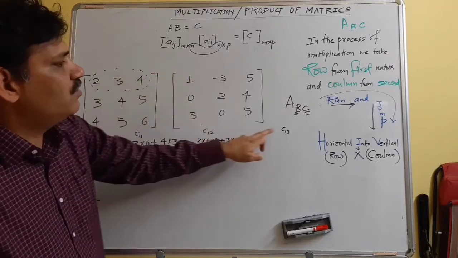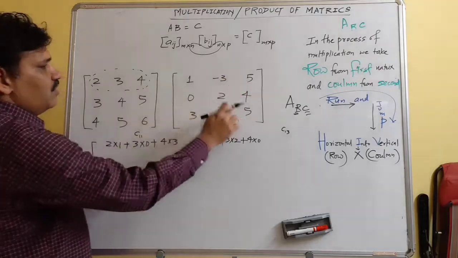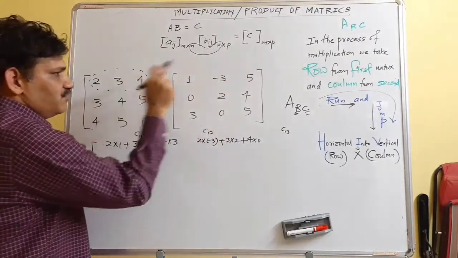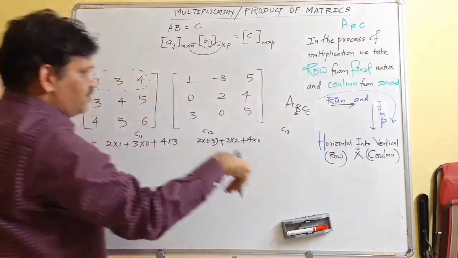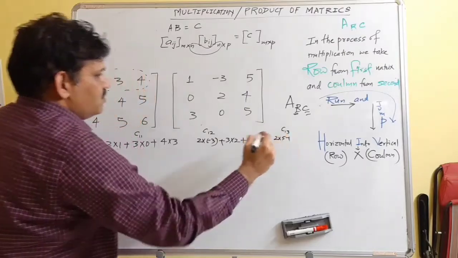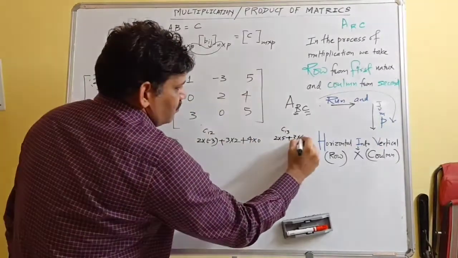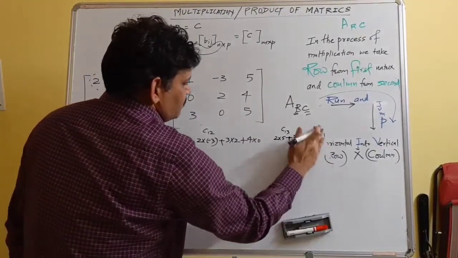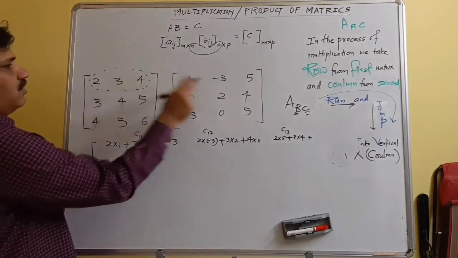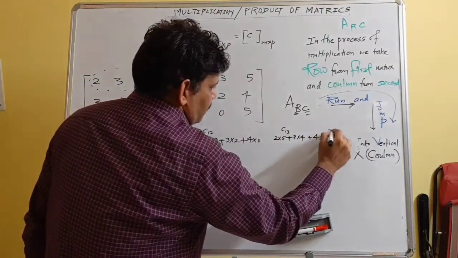First row is to be multiplied by third column. First row is to be multiplied by third. 2 into 5 plus 3 into 4 plus 4 into 5. Run and jump. So 2 into 5 plus 3 into 4 plus 4 into 5.